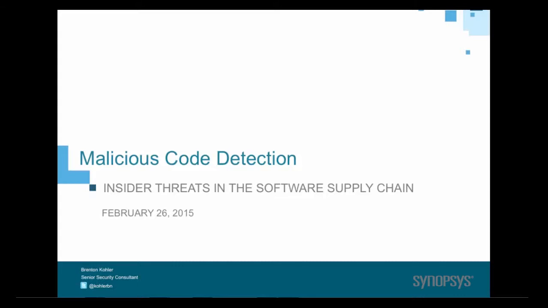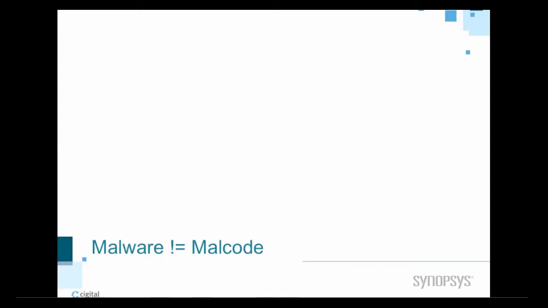Welcome, everybody. So today, I'm going to be talking about malicious code detection, and specifically the insider threat in the software supply chain. I like to start this talk off with a bit of a definition. So we're going to be talking about malicious code today, or for short, mal code. Malware is a completely different bit of software in the world that is commonly talked about, and it's out there, and it's something that we have antivirus and anti-malware solutions to help us solve.